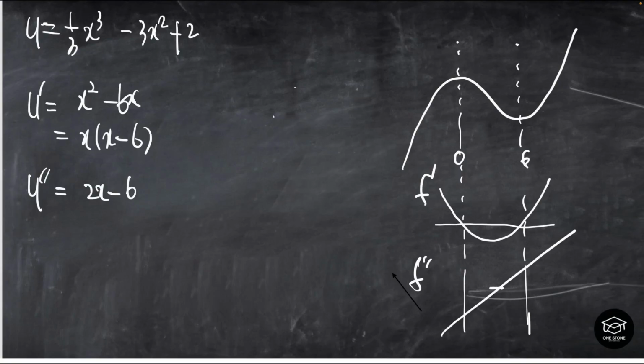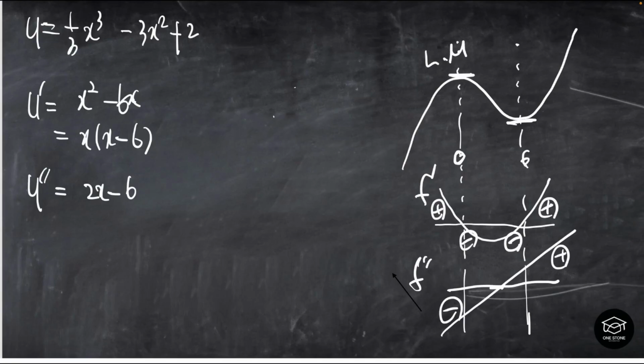Alternatively, we can use the first derivative test. If the derivative changes from positive to negative at a critical point, then that point is a local maximum. If the derivative changes from negative to positive, then that point is a local minimum. In this case, the derivative changes from positive to negative at x equals 0, giving a local maximum, and from negative to positive at x equals 6, giving a local minimum.